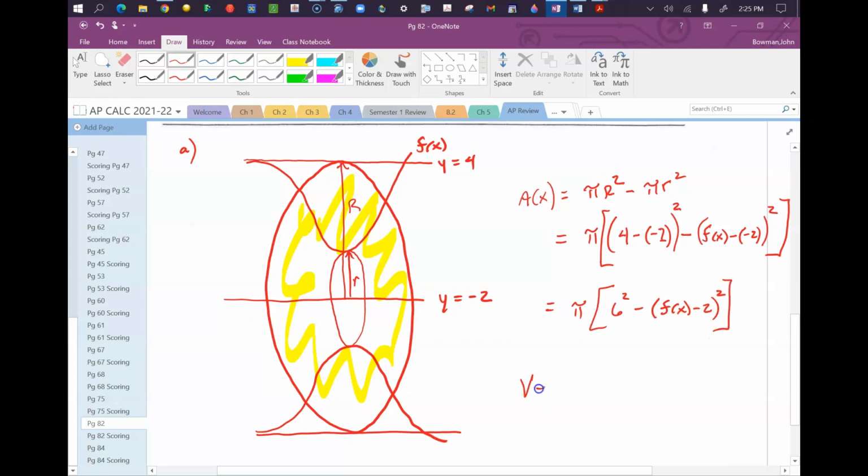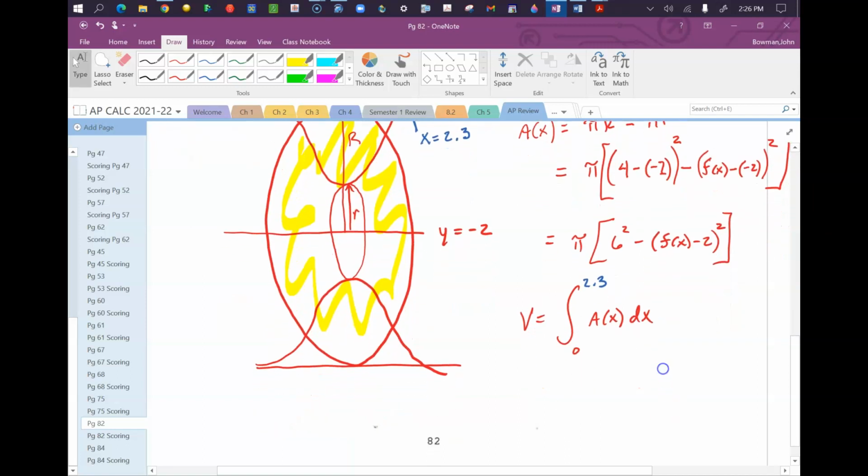To find the volume, we're going to have to integrate that starting at 0. We'll find the upper limit in just a minute. So the integral of A of x dx. Now the upper limit is the next point of intersection of these two, which is right here. If you put both f of x and y equals 4 into your calculator, you will find that those two intersect at x is equal to 2.3. So we're going to integrate from 0 to 2.3. And if you go ahead and integrate that, you get approximately 98.868 for your answer.